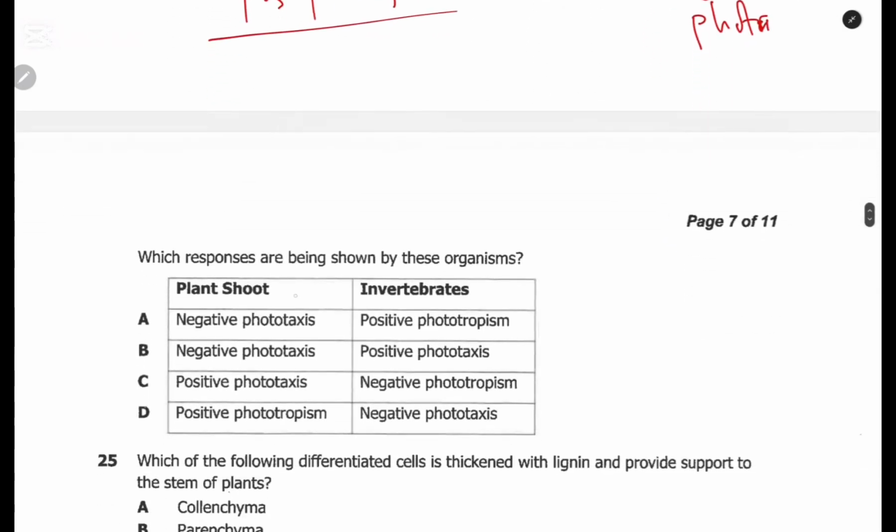Which response is being shown by these organisms? Plant shoot, negative phototaxis, no. Negative phototaxis, no. Positive phototaxis, no. We said it's positive phototropism. And on the other side we have negative phototaxis because they are moving away from light, and therefore D is the answer for question 24.